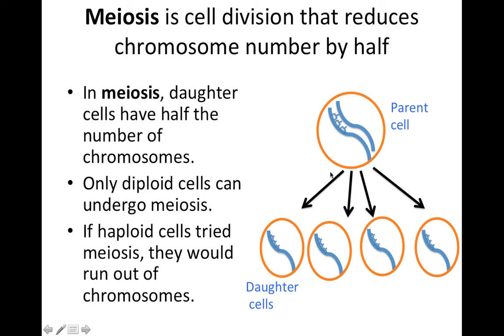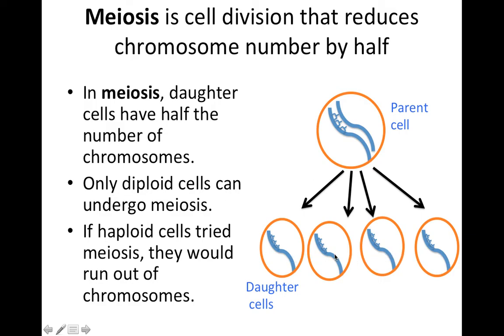Let's look at the process of meiosis in this diagram. Here we have a parent cell. It's got a pair of chromosomes, and it's going to divide and make 4 daughter cells. Each of these daughter cells is going to end up with half the number of chromosomes as that parent cell. So they each end up with one copy rather than 2 copies. And remember, mitosis gave us 2 daughter cells. Meiosis is going to give us 4 daughter cells.